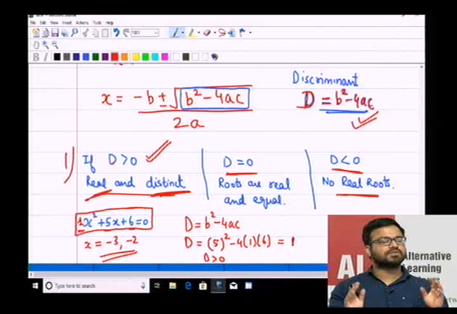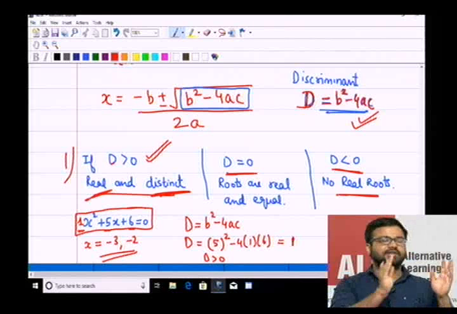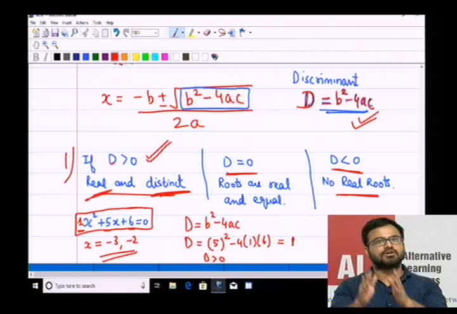Only what you have to do, you just have to put the values of B, A, C in this value of D. Then you will predict whether it is greater than 0, less than 0 or equal to 0.